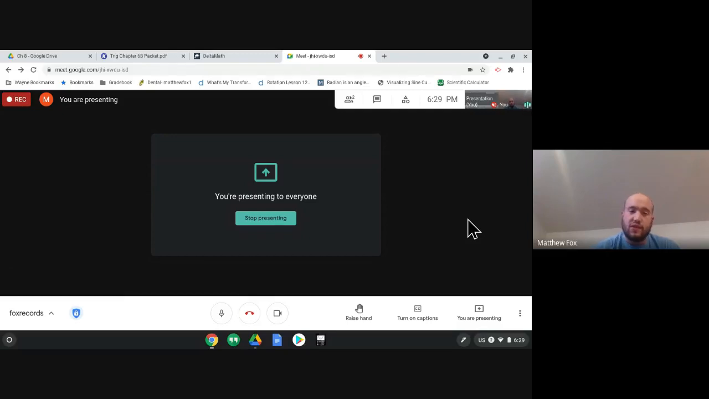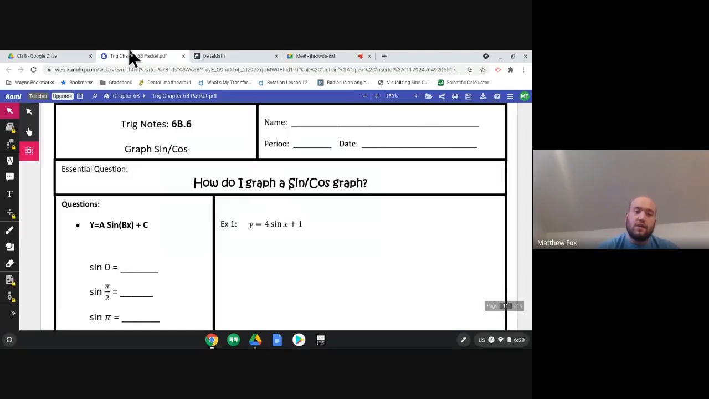I'll just do the front side of 6b.6, and then tomorrow I'll post a video for the back side, or you'll be in class and we'll do the back side. But after we go over a couple examples, then I'll show you there's a Delta Math assignment for today where you have to graph. It's a little confusing maybe how it wants you to lay out the scale on the x and the y axis, so we'll do an example of that. So let's go ahead and get started.